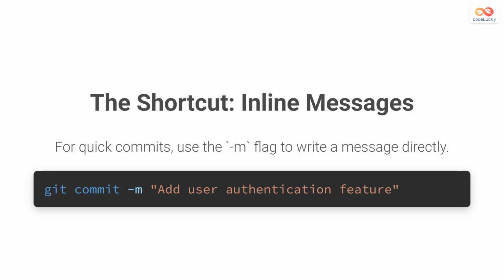While using the text editor is great for detailed messages, a much more common way to commit is to use the -m flag. This lets you write your commit message directly in the command line. You just type git commit -m and then your message in double quotes. This is perfect for most day-to-day commits.